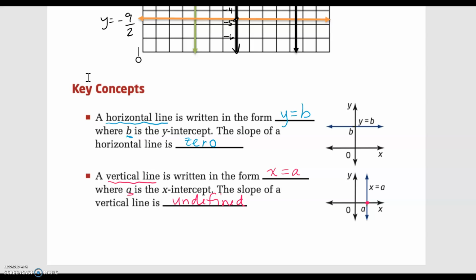Okay, so 2 new things: how to graph a line using your m and your b, and then also the special cases of horizontal and vertical lines. I hope this lesson has helped you understand those concepts better.